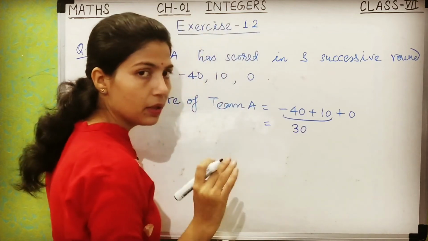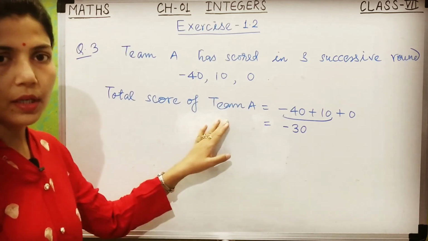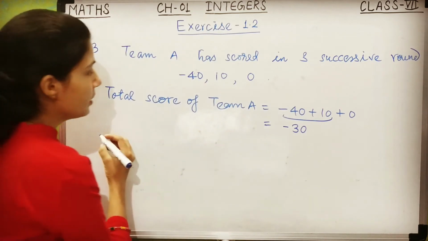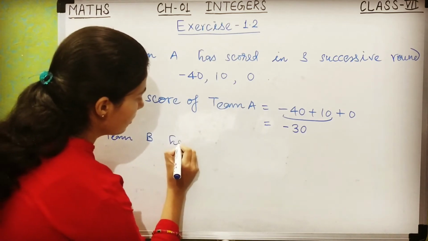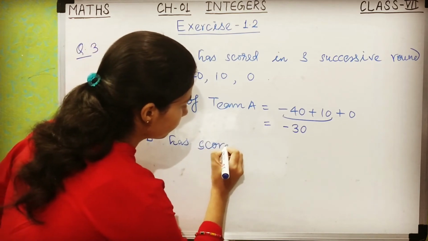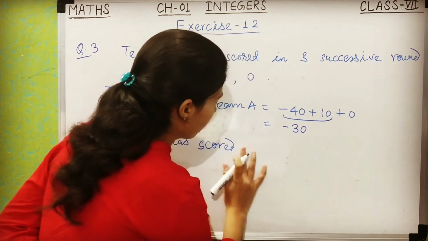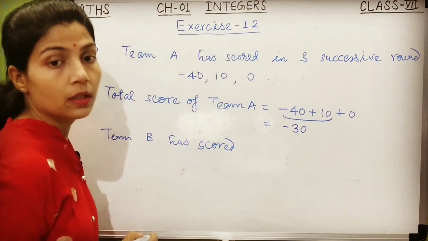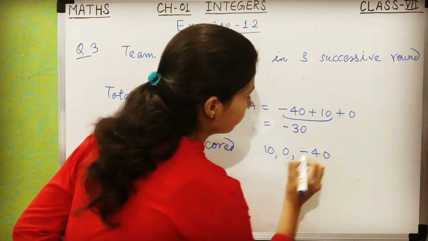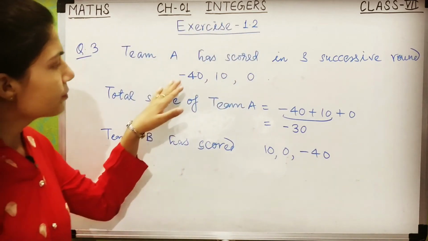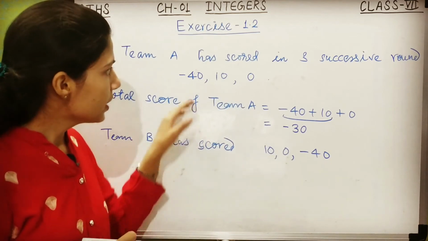30, and the sign will go with the greater integer, that is minus. So -30 is the score of team A. In the same way, team B has scored 10, 0, -40. Now you can see here the scores are the same, only the rounds are changed.